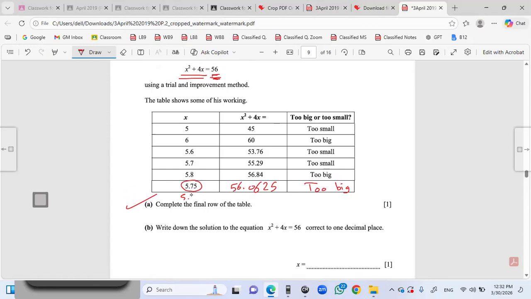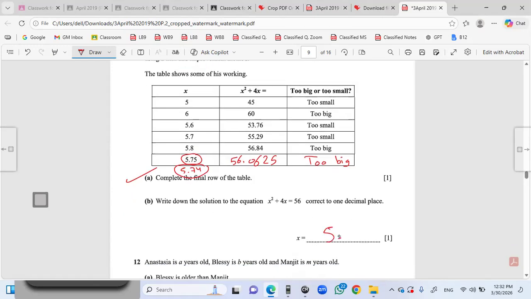You're going to find that it is 5.7 something, smaller than 5.75, so 5.74 or 5.73 and whatever digits come after. I don't care about what is going to be after the 4. What I care about is that it is definitely going to be smaller than 5.75. So it's going to be 5.7 and a digit that is smaller than 5, to go below 56. Then rounding this to one decimal place is definitely 5.7.